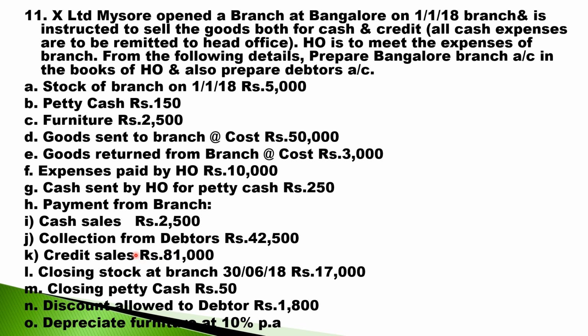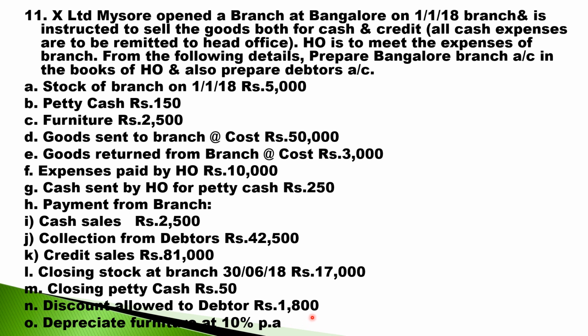Credit sales is marked, it will not come in branch account, instead it will come in debtors account. Closing stock at branch on 30/6/2018 will come in credit side. And the books of accounts are closed for 6 months ending, students, remember. Closing petty cash, credit side.